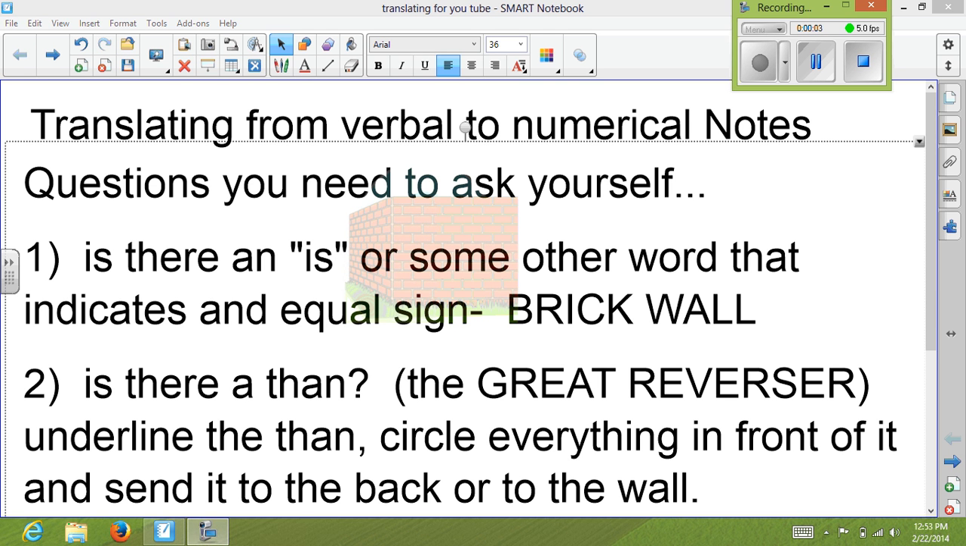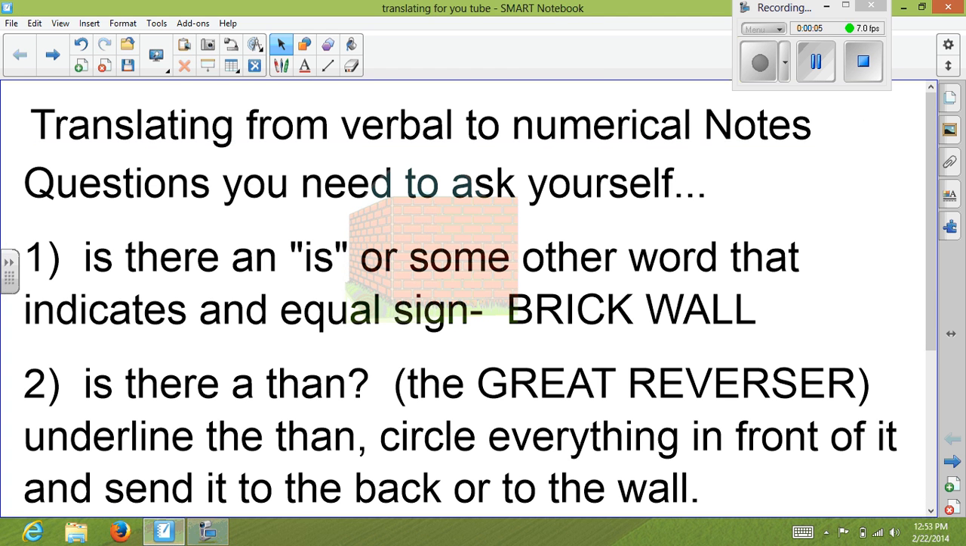Translating from verbal to numerical notes. Sometimes you'll be asked to change a sentence of words into a math problem. And there are 3 questions I need for you to always ask yourself when you do this. First one is: is the word "is" in the sentence? So is there an "is," or some other word that indicates an equal sign?